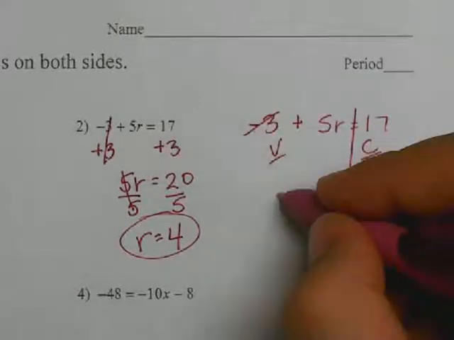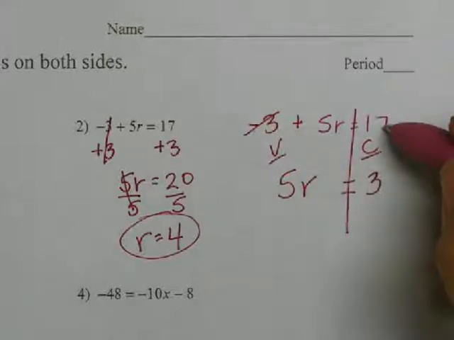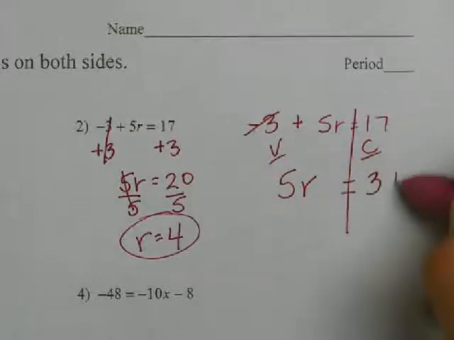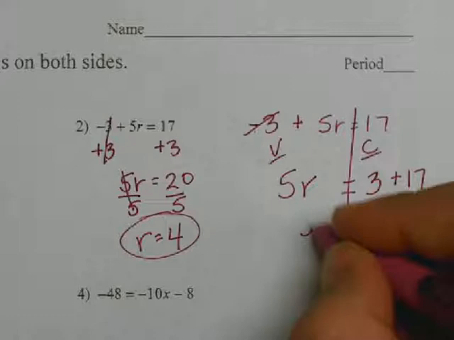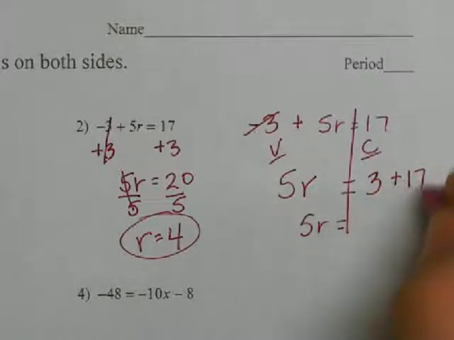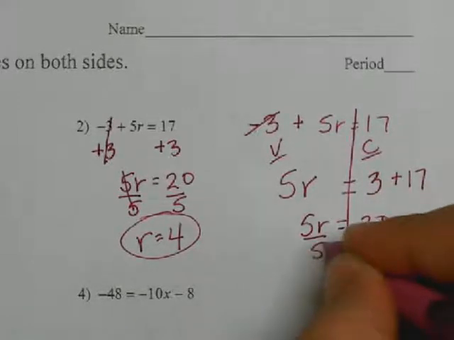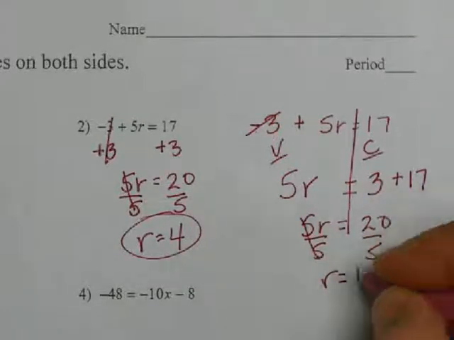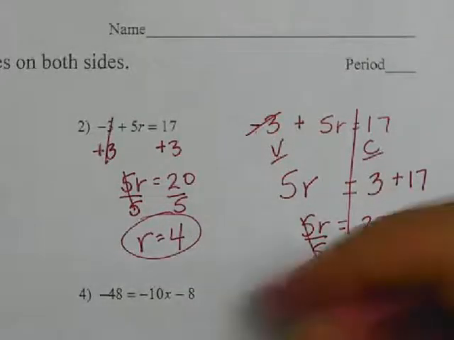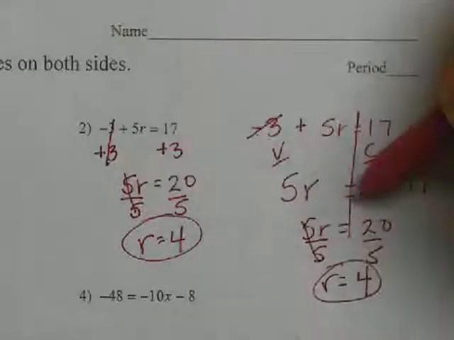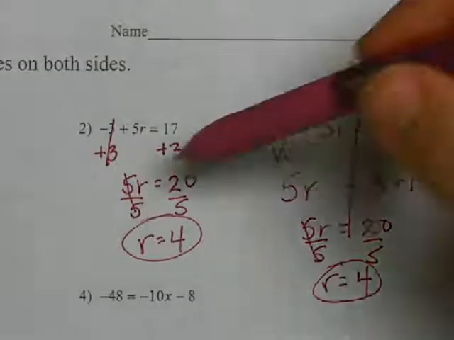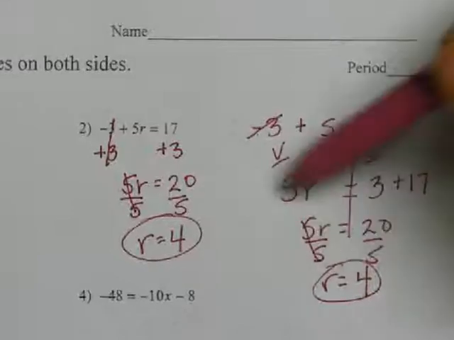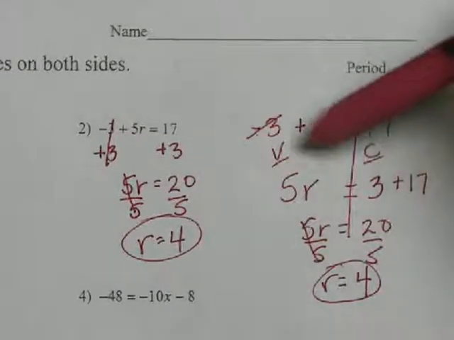5r is a variable, so you just drop it. 17 is a constant. It's already on this side, so you just drop it. So now I have 5r equals 3 plus 17, 20. Divide both sides by 5, and I get r equals 4. Okay, so again, same answer. You just have to do one method. Really, whatever method you choose to do. You can do it the old way, or you can do the variables and constants way.